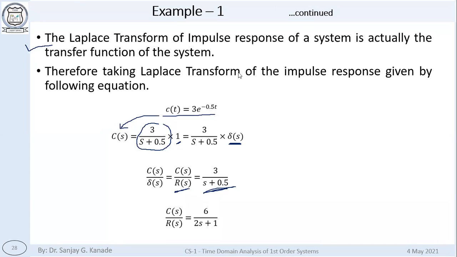Yes, anyone? What is k and t? What are the values of k and t from this equation? Can you tell me? K is 6 and T is 2, right? Good.